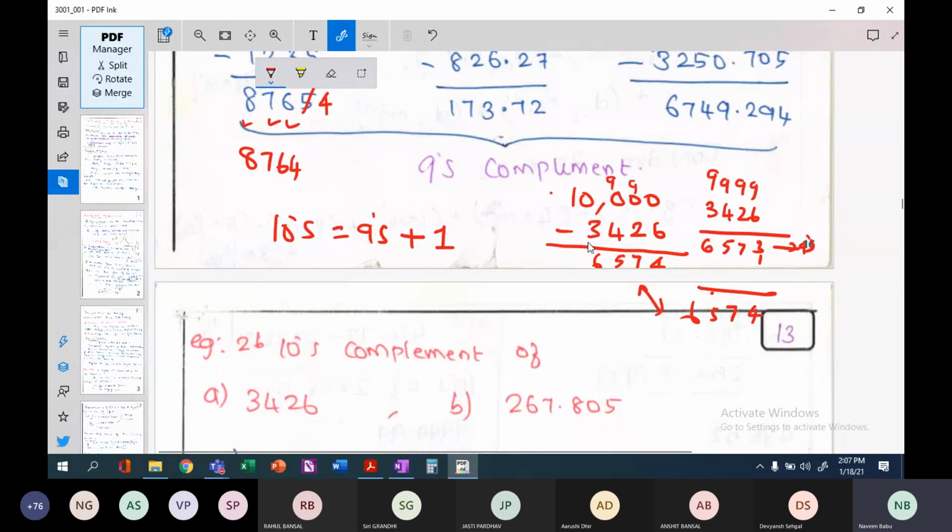So either you can subtract from 10,000 minus 3426, or you take 9's complement and add 1. Always, this particular method is an easier method. Why it is easier is, it is easy for you to subtract from 9999 rather than taking zeros and looking for carry forward, trying for carries. So that is why this is an easier method. You take 9's complement and add 1. So that is how it is done here.